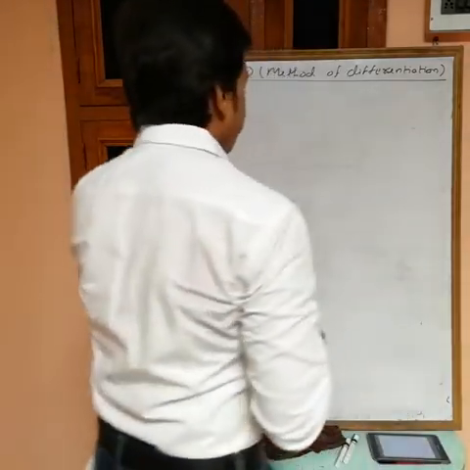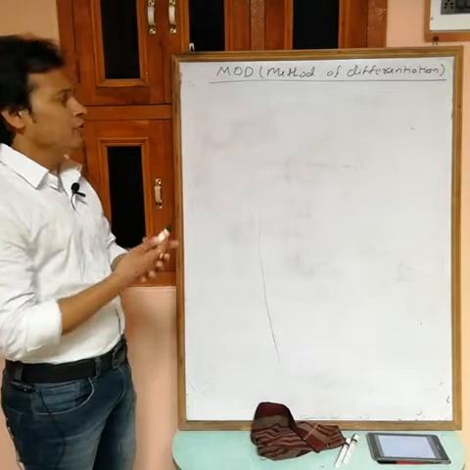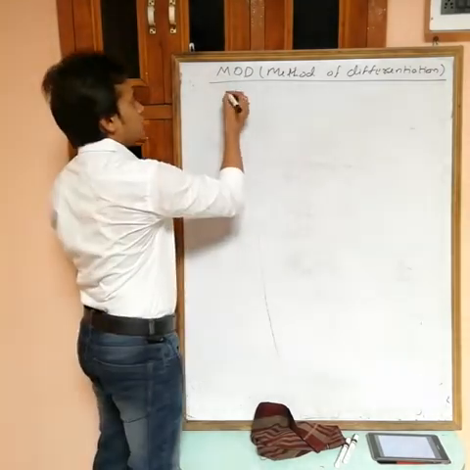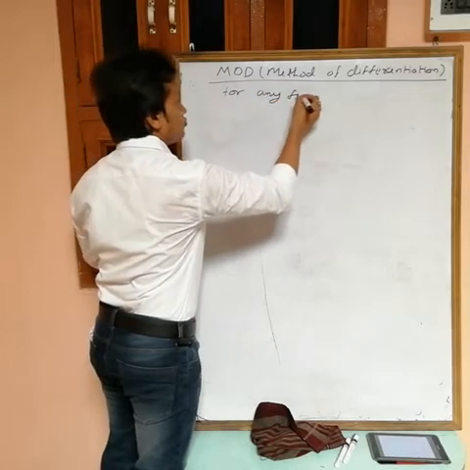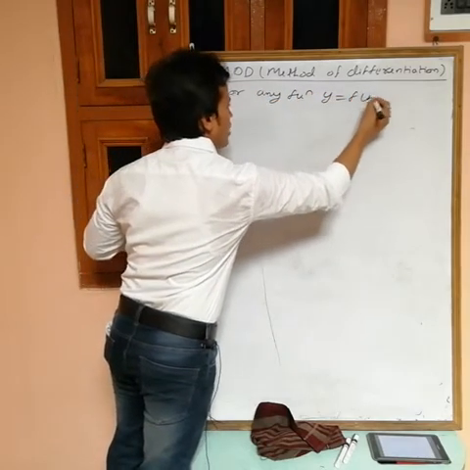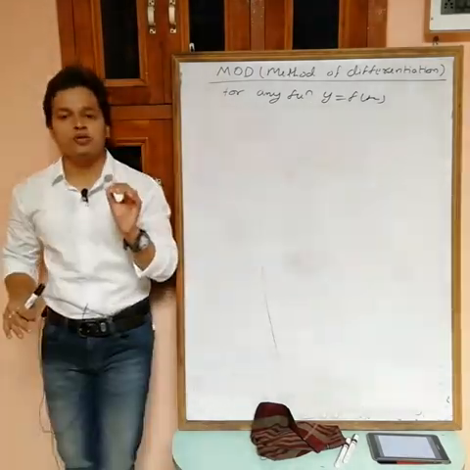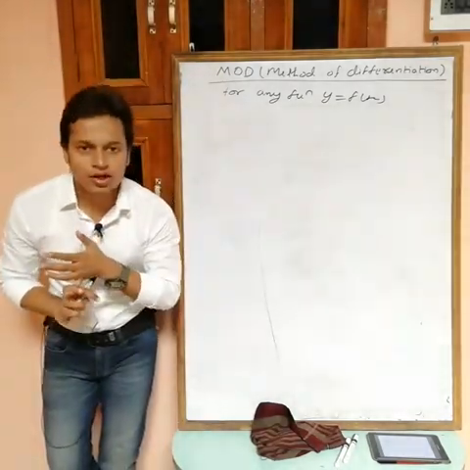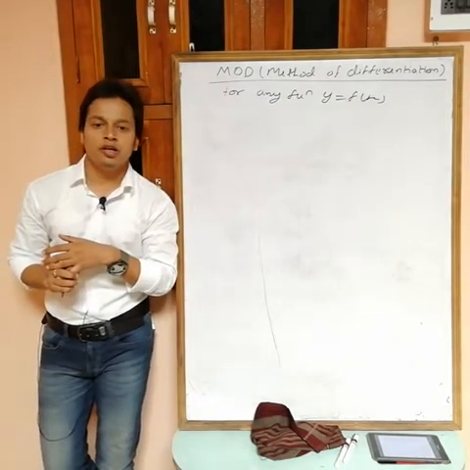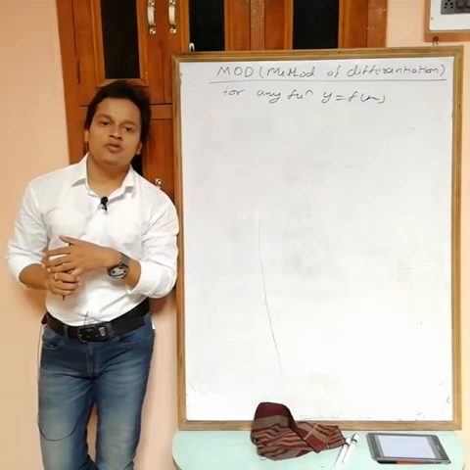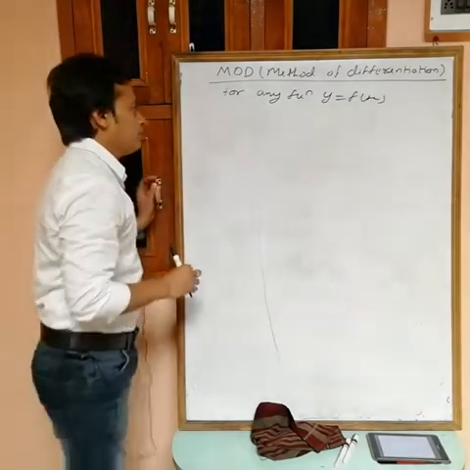Okay, the next chapter is method of differentiation. For any function y equals f(x), dy by dx represents the differentiation of y with respect to x. The physical meaning of the derivative is the rate of change of y with respect to x, and the geometrical meaning is that it represents the slope of the tangent at any point to the curve.